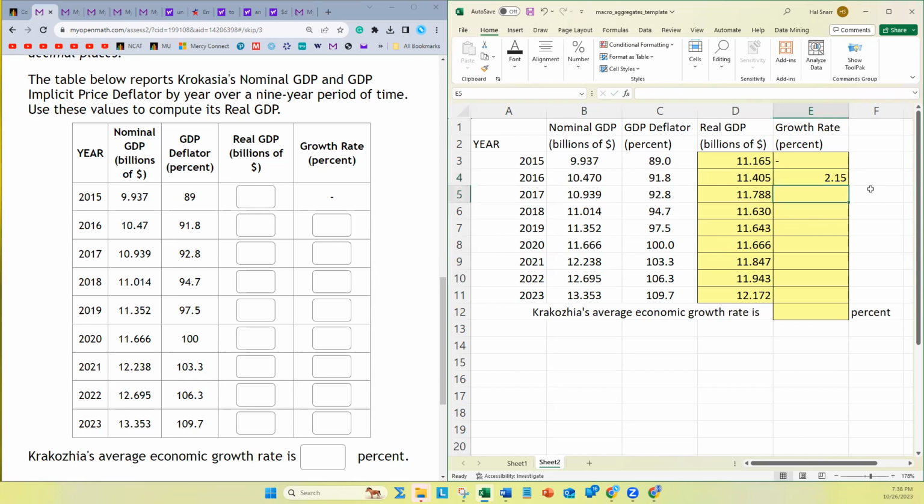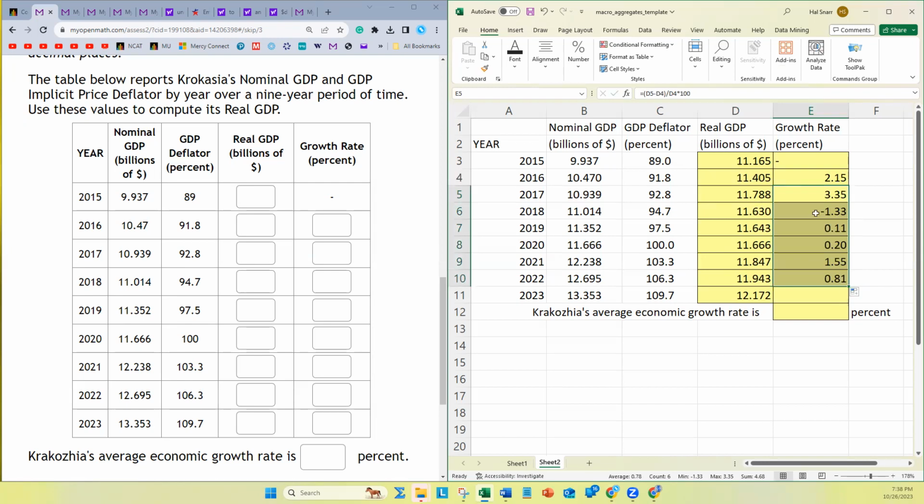Do it again. Okay, I want to know the economic growth rate, which is just the percent change in real GDP. So this is what real GDP is in the year 2017. This is what it was in the year 2016, the year before. We divide it by what it was the previous year. We're going to convert it into a percentage, right? And I'll shrink it down to 2 decimal places. And then I'll just drag this little box right here down to here.